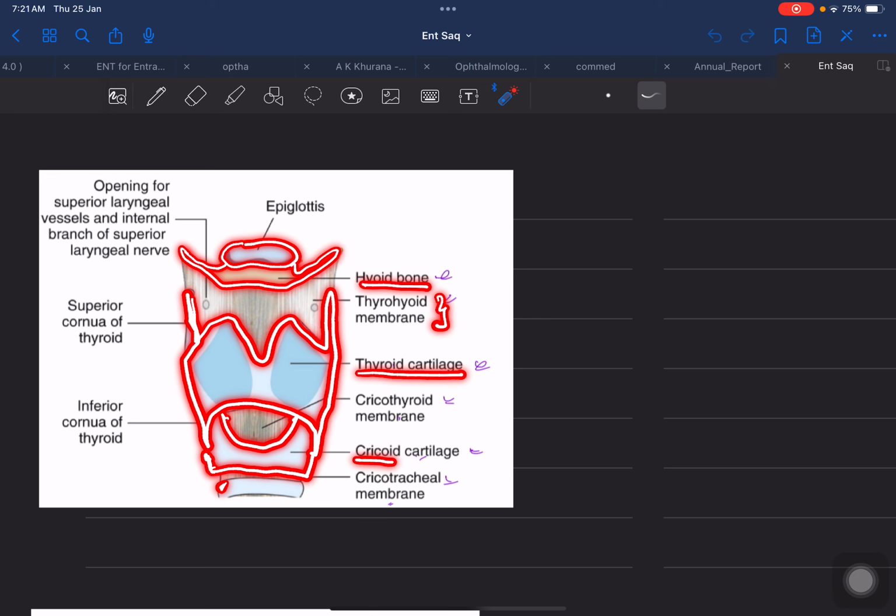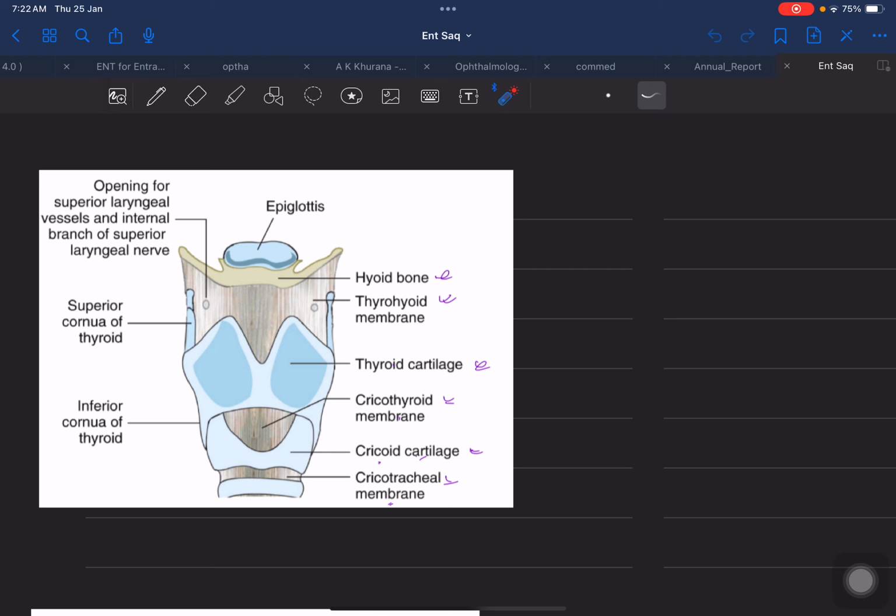Similarly, between the cricoid cartilage and thyroid cartilage there is the cricothyroid membrane, and below the cricoid cartilage there is the trachea. Between the trachea and cricoid cartilage there is the cricotracheal membrane. So these are important landmarks.